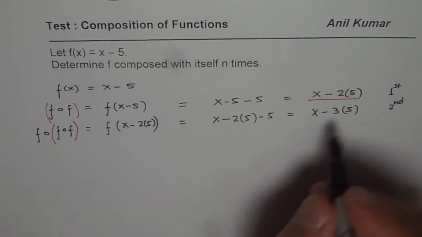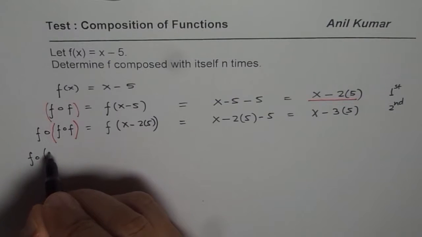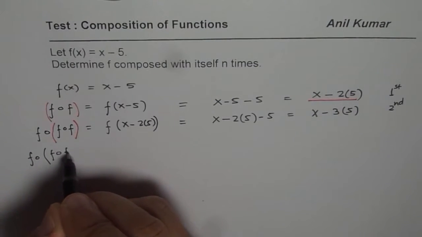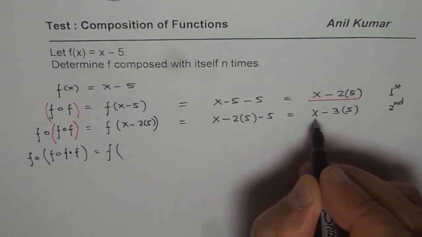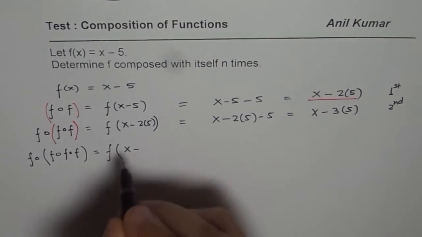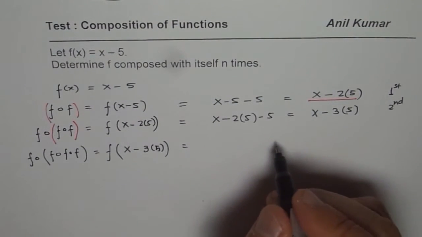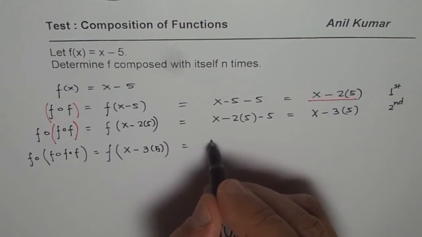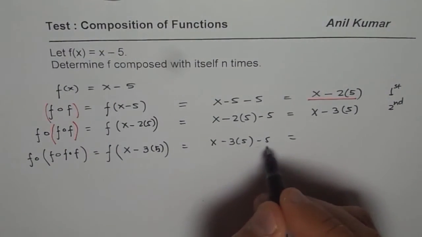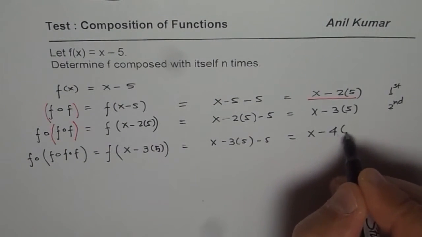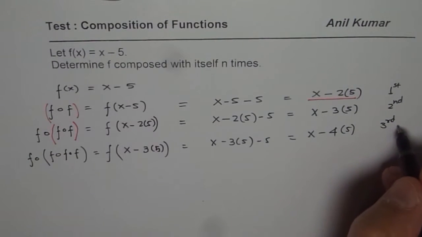So let's do it a third time. When we do the third time, you can think like this: all this function f of f will be f of all this, which is x minus 15. You could write 15 also, but I prefer to write this so that we can directly get a formula, right? We'll substitute for x minus 3 times 5. We already have that minus 5, that is the fourth 5. So x minus 4 times 5 in the third function when it is composed with itself the third time.